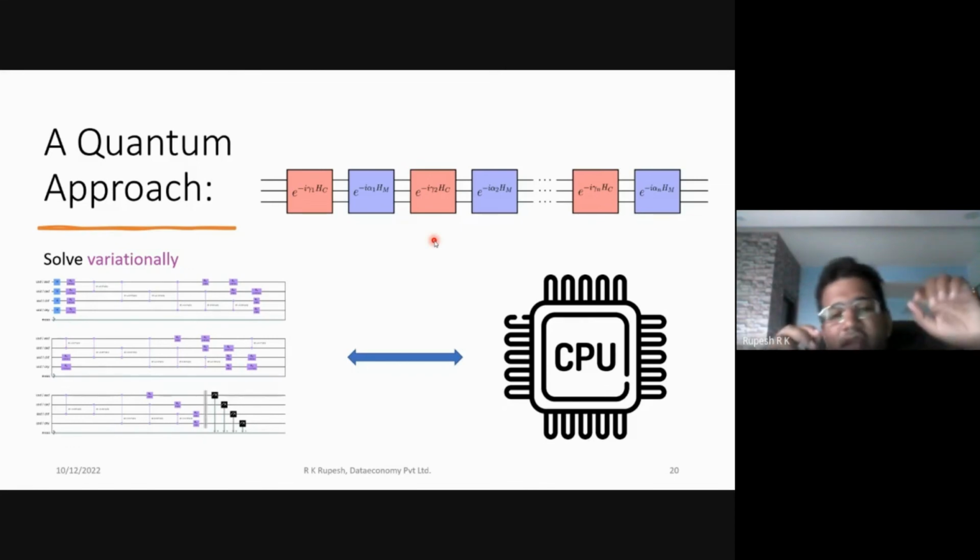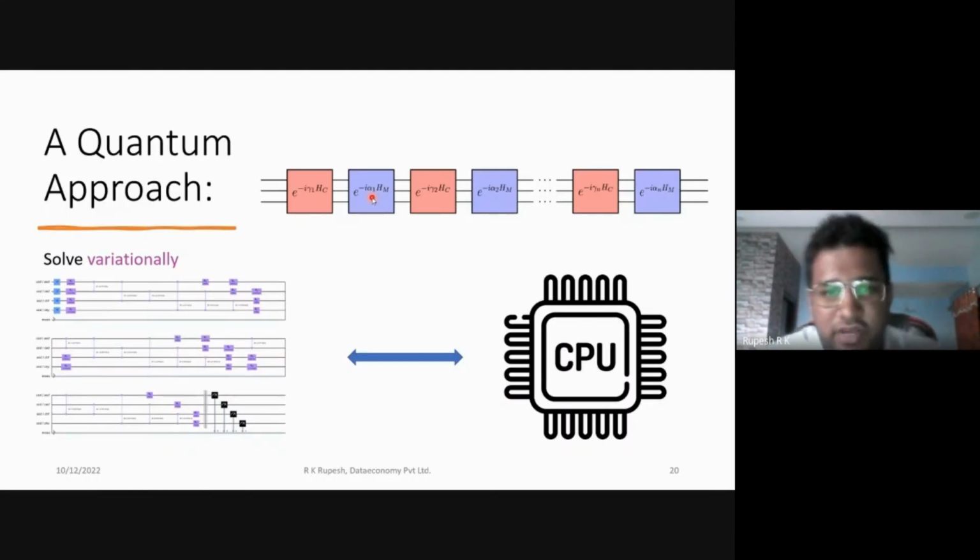Because in an adiabatic system, we know which track we are going on. Nature takes care of it. But since we are trotterizing it, we're not entirely sure how much we move in one direction and how much we move in the other direction. So that exact question, we make into an optimization parameter. And so we run this variationally between a classical computer and a quantum computer and optimize these alpha values, which are essentially the steps it takes to go from the ground state of the mixer Hamiltonian to the ground state of the cost Hamiltonian. And that is it.